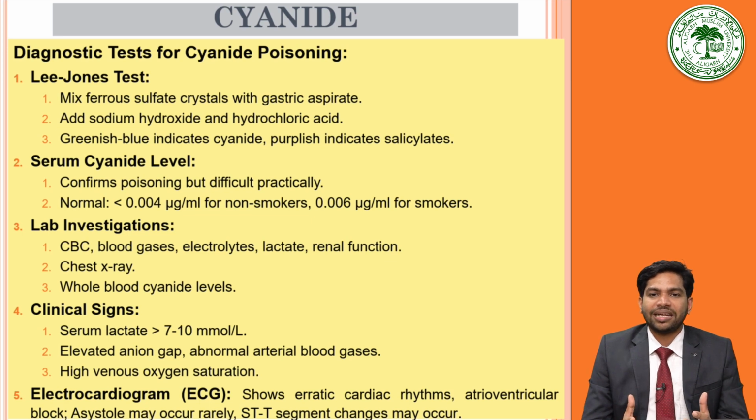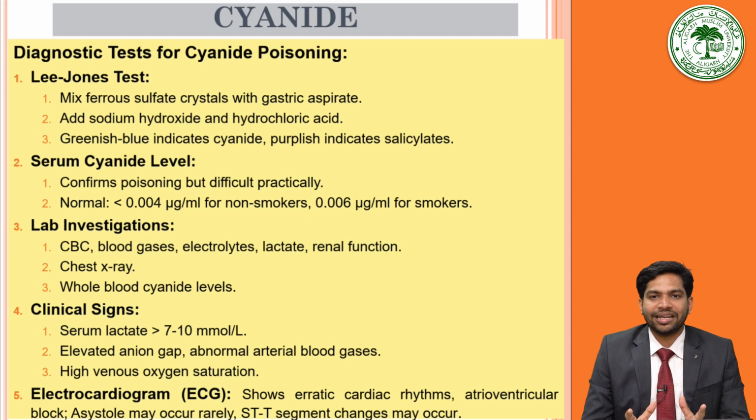Then the serum cyanide level is important for the diagnosis. It confirms the poisoning. Normal blood concentration of cyanide is less than 0.004 microgram per ml for non-smokers and 0.006 microgram per ml for smokers. The lab investigations that may be suggestive of cyanide poisoning include CBC, blood gases, electrolytes, lactate, renal function test, chest X-ray, whole blood cyanide level.